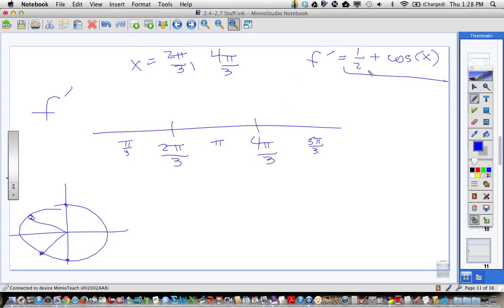Let's put in pi thirds. What's cosine of pi thirds? Cosine of pi thirds. It's 1/2, right? Remember, 2 pi thirds was negative 1/2, right? So cosine of pi thirds is 1/2. 1/2 plus 1/2? Positive. Let's put in pi. What's cosine of pi over here? Negative 1. 1/2 plus negative 1 is negative. 5 pi thirds down here. Cosine, that's 1/2 again. 1/2 plus 1/2, positive. So there's all your local max min information right there.